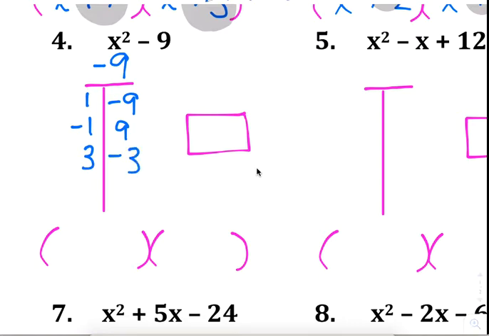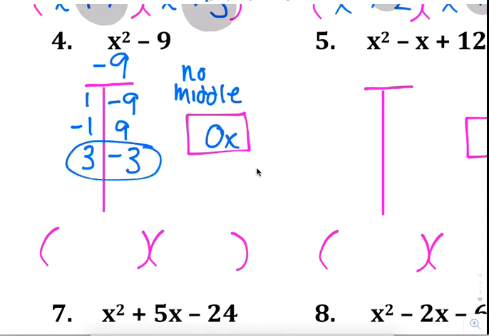3 and -3, I actually don't have to switch these because -3, +3 is already the answer we have, okay? The interesting thing about this problem, though, is that there's no middle number. So when there is no middle number, you are trying to add up to a 0x. What's the only way we could add up numbers to a 0? They would have to cancel. So we're going to say x with a +3 and x with a -3. That's a difference of squares. They would cancel out. Okay?